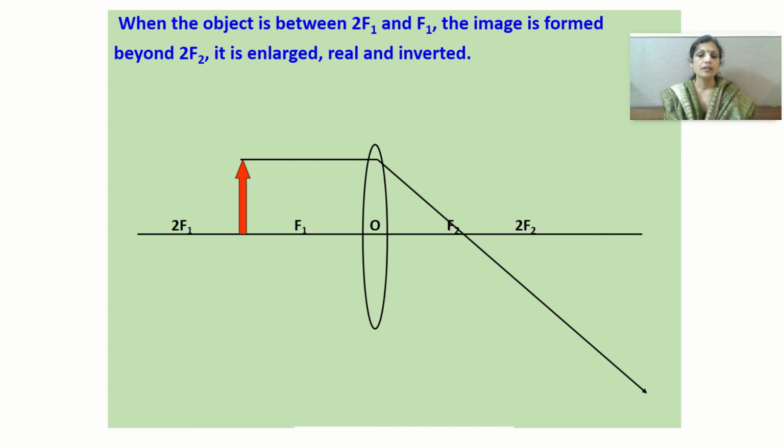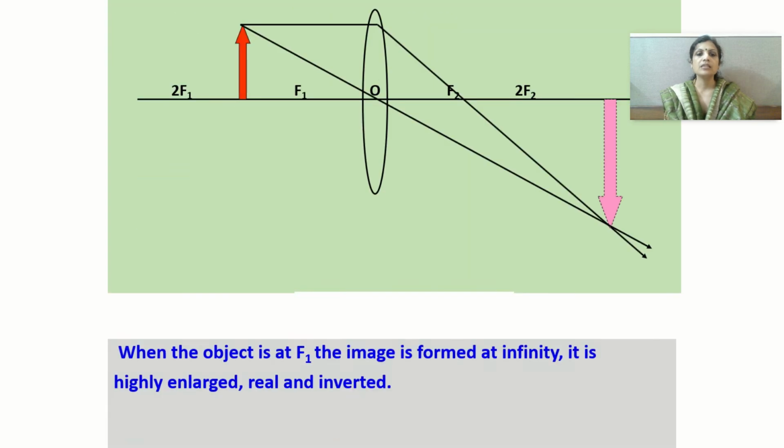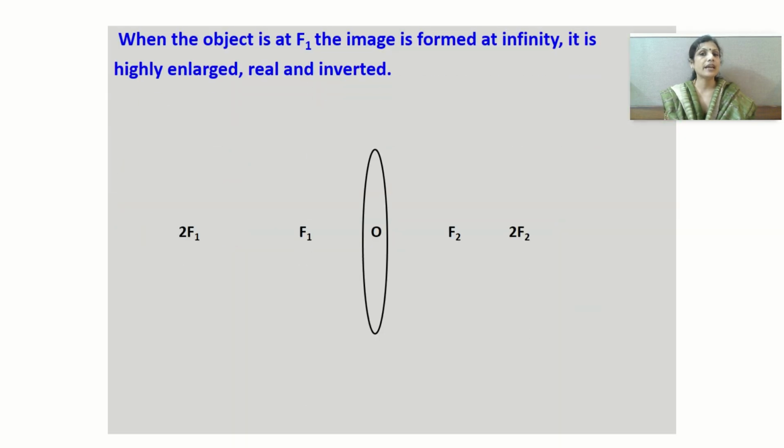Second ray, the ray which passes through optical center, goes undeviated, and the image is formed at this place. The image is formed beyond 2f2. It is enlarged, real and inverted. Next position is when the object is at focus f1. Let's see where the image will be.